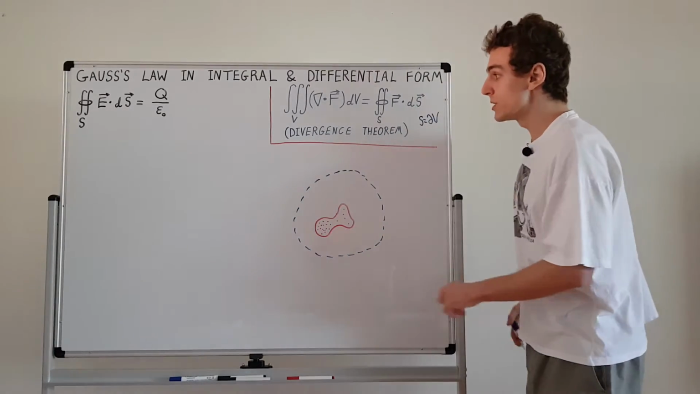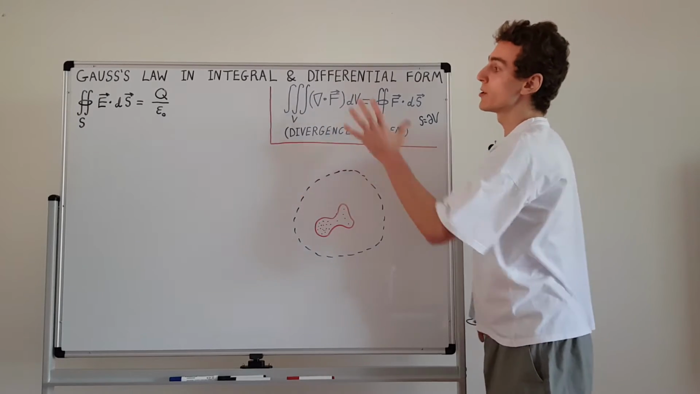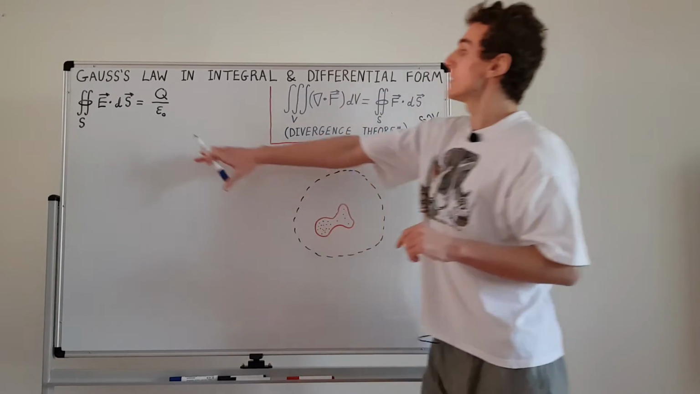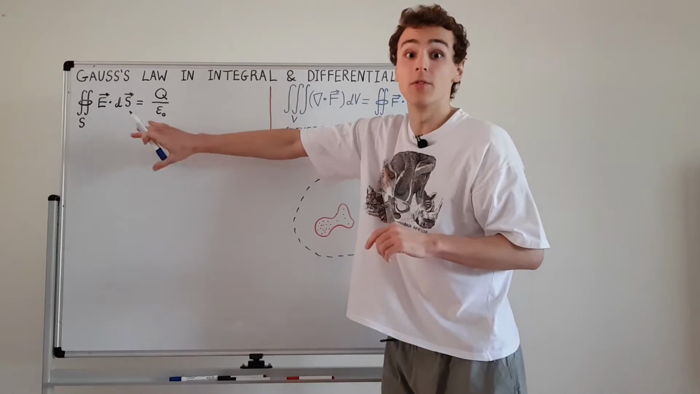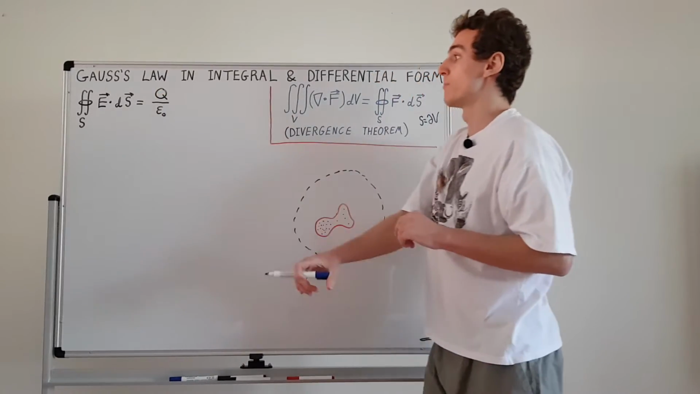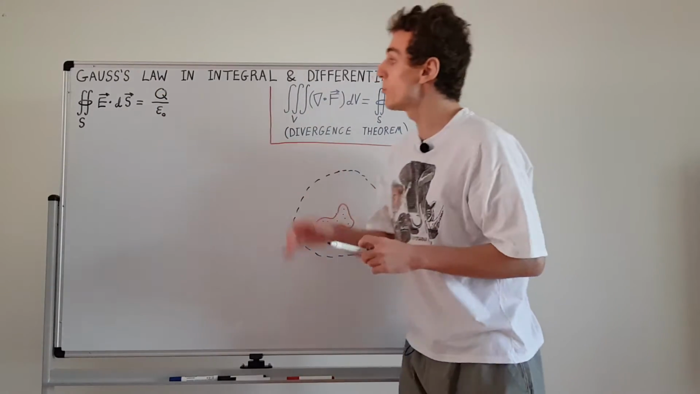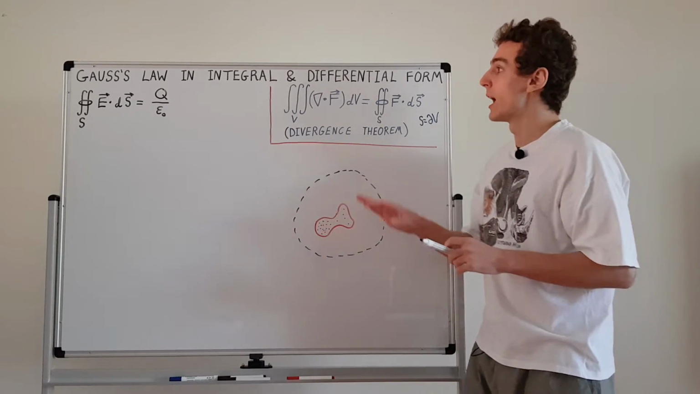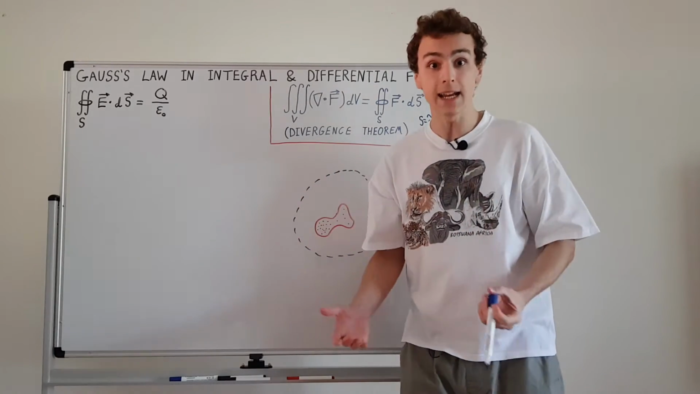So we're going to use the divergence theorem along with some other definitions, and we're going to turn this into the differential form of Gauss's law. So let's go ahead and do that, and then we'll have a look at some intuitive examples as to what Gauss's law is actually saying.